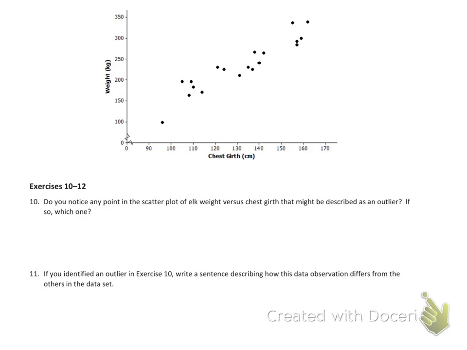Okay, so it says, do you notice any point in the scatter plot of elk weight versus chest girth that might be described as an outlier? If so, which one? I would say this point right here. The point that is about, let's write it as an ordered pair, 97, 100. So a chest girth of 97 and a weight of 100 kilograms appears to be an outlier.